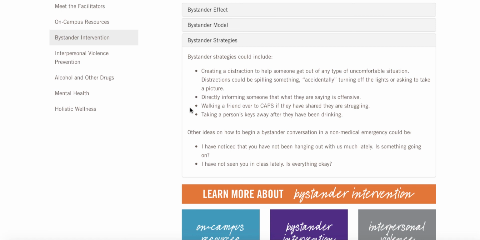And also taking a person's keys away after they've been drinking, that's for sure being an active bystander, and that's something I would think we would all do anyway. So yeah, there are a lot of ways you can play a role in different situations and be an active bystander and not be part of that bystander effect.